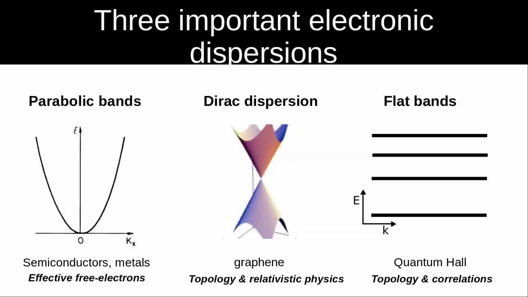Of course, you can also have flat bands if the hopping between your orbitals is zero, but those flat bands are, let's say, relatively trivial, and they are effectively like isolated orbitals.